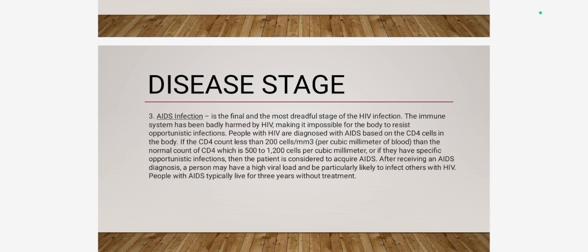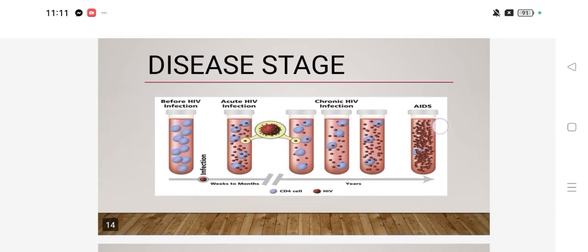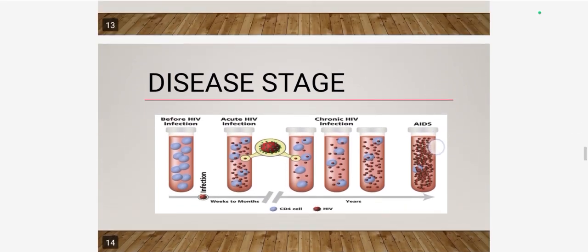For the brain, we have AIDS dementia, and then for the eyes, we have herpes zoster ophthalmicus, and for the blood, we have Salmonella septicemia. So as you can see here, we have Figure 1, which is the HIV progression.